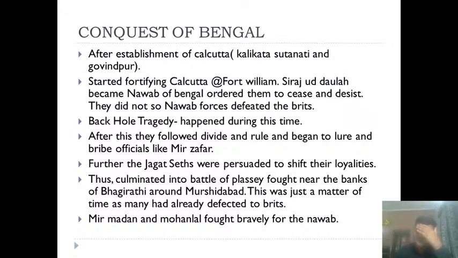So let us start with the conquest of Bengal. I already told you that after attaining the Golden Farman from Farrukhsiyar in 1717, the British started the establishment of a new city called Calcutta, which comprised three villages, namely Kalikata, Sutanuti, and Govindpur. These three combined will give you Calcutta, right? And they started fortifying Calcutta at Fort William.